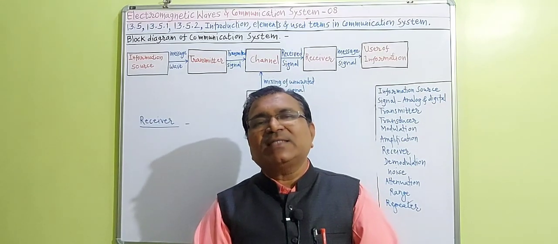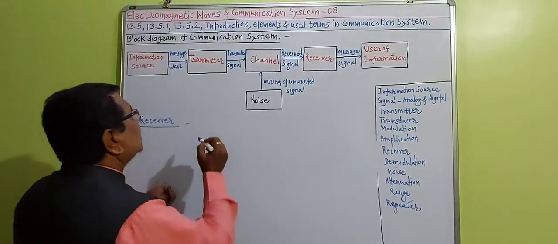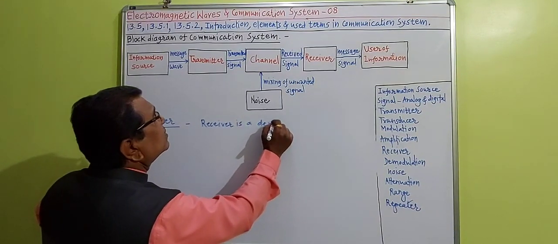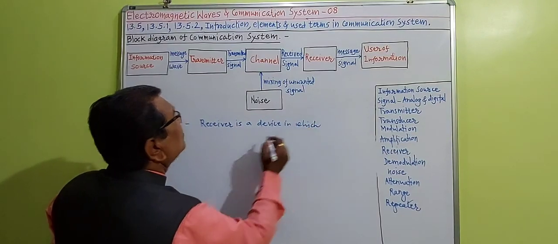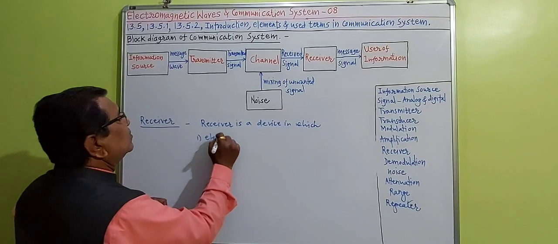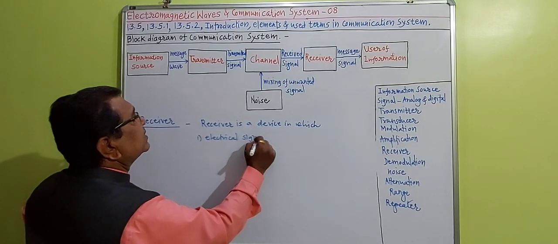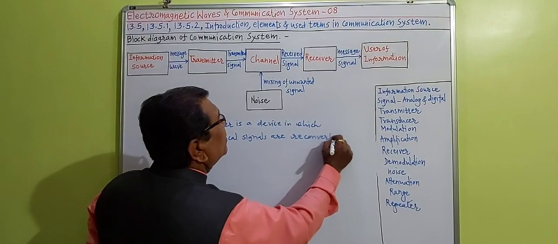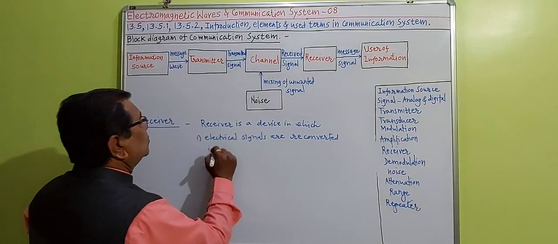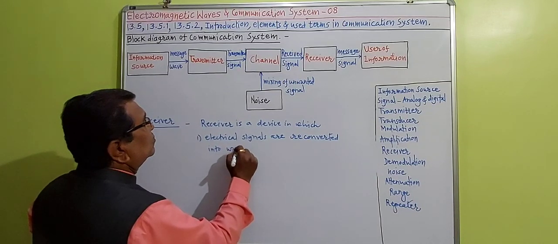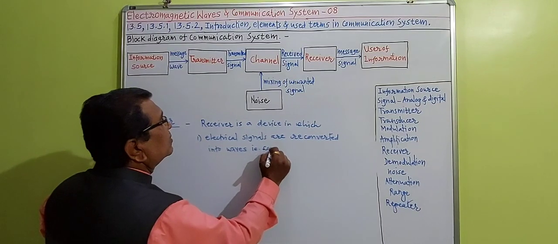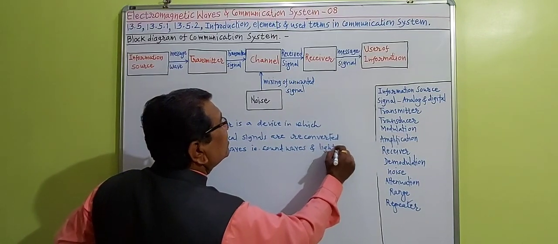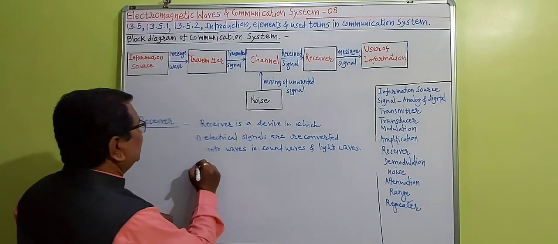So receiver is a device in which, I will write on the board. Receiver is a device in which, number one, electrical signals are reconverted into waves, that is sound waves and light waves.